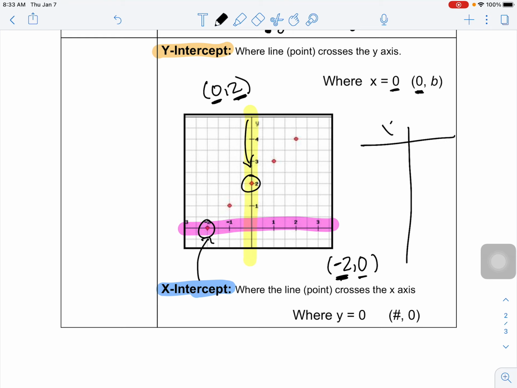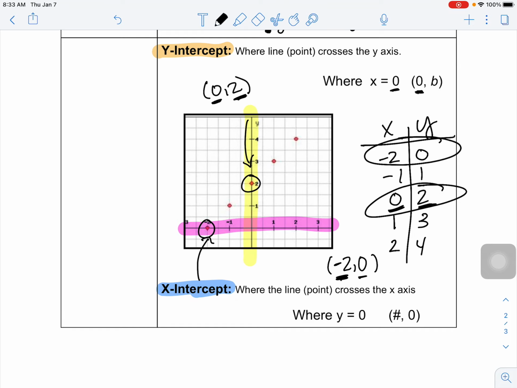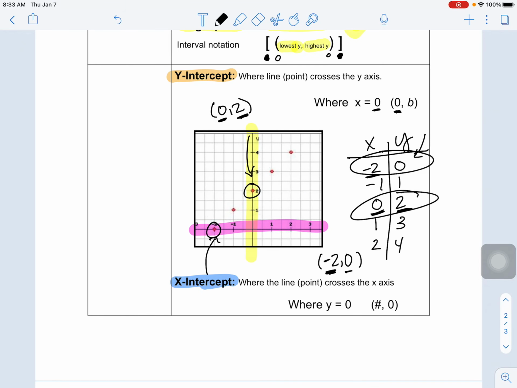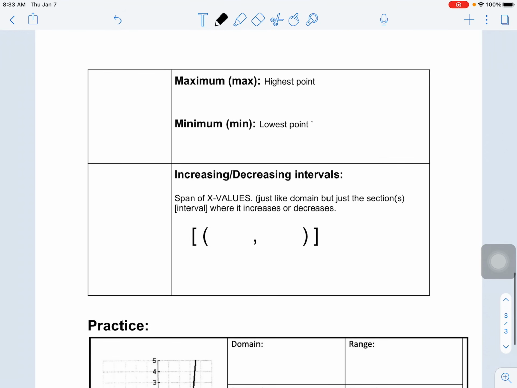And in tables, it's similar to that. Let's make a table of this one. So the y-intercept is going to be this point, (0, 2). It's where we're looking where x is 0, what is the value of y? And then the x-intercept is where y is 0 and x has a value. So those are the x and y intercepts.